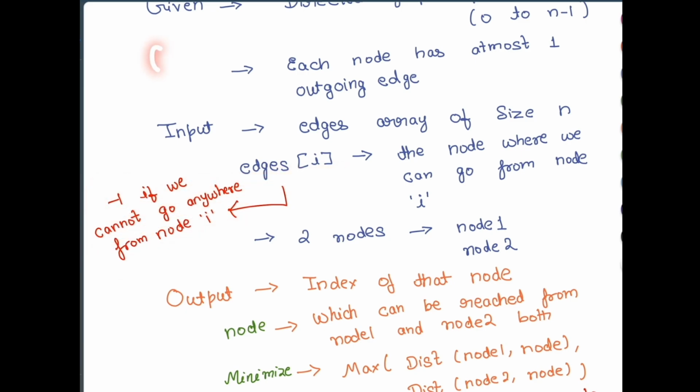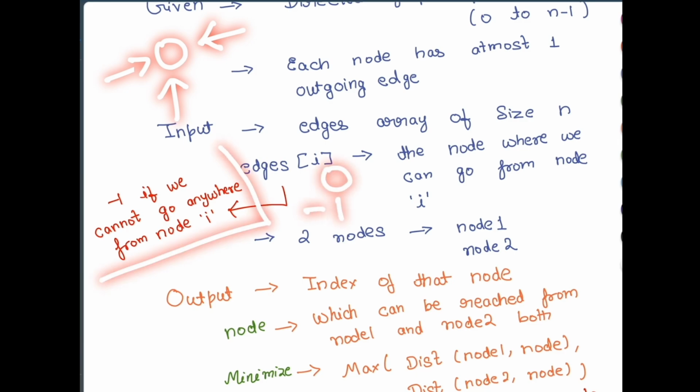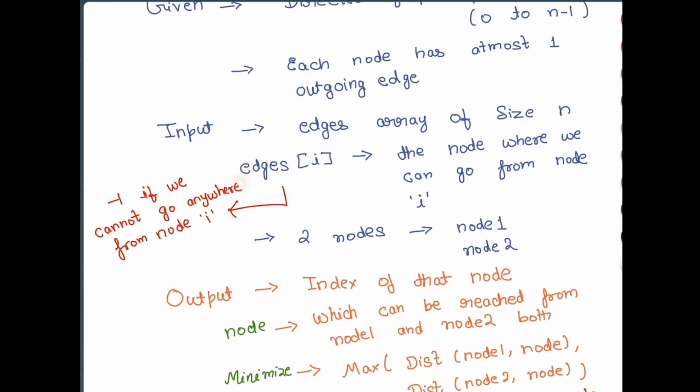So if you have a node 0, and from 0 we can go to 2, then at index number 0 in our edges array, the value is going to be 2. It means from 0 we can go to 2. That's the outgoing edge from 0. And there is a possibility that from 0 we cannot go anywhere. It might have many incoming edges but no outgoing edges. So at index number 0, the value is going to be minus 1, and that's what this point is telling us, that edges of i is going to be minus 1 if we cannot go anywhere from the node i.